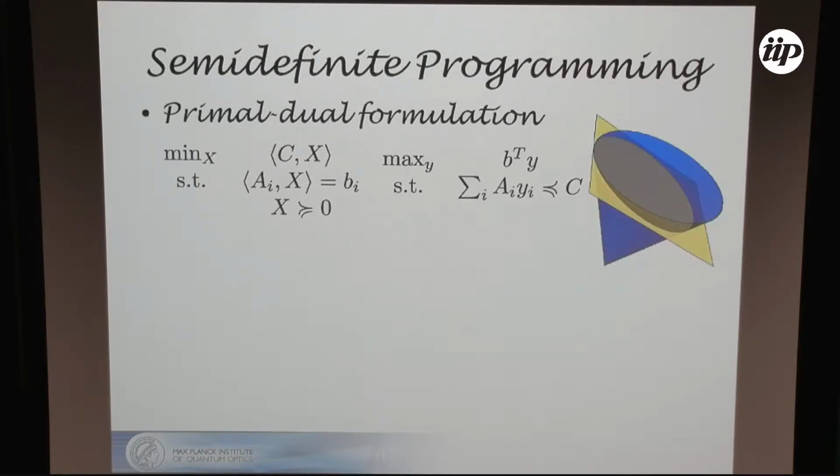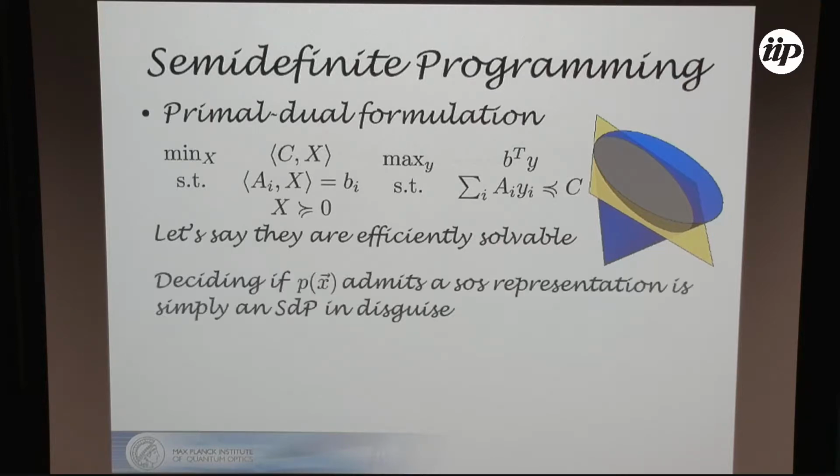And you would associate a dual problem. The idea is that you would have a cone of semi-definite matrices. You intersect it with a hyperplane that is given by these constraints here, right? And then you optimize some objective function over this. Let's say that these are efficiently solvable, right? When you do your PhD and you try to solve some of them, you see that maybe they are not as efficiently solvable as you would like, but in principle, in the notation, they are.